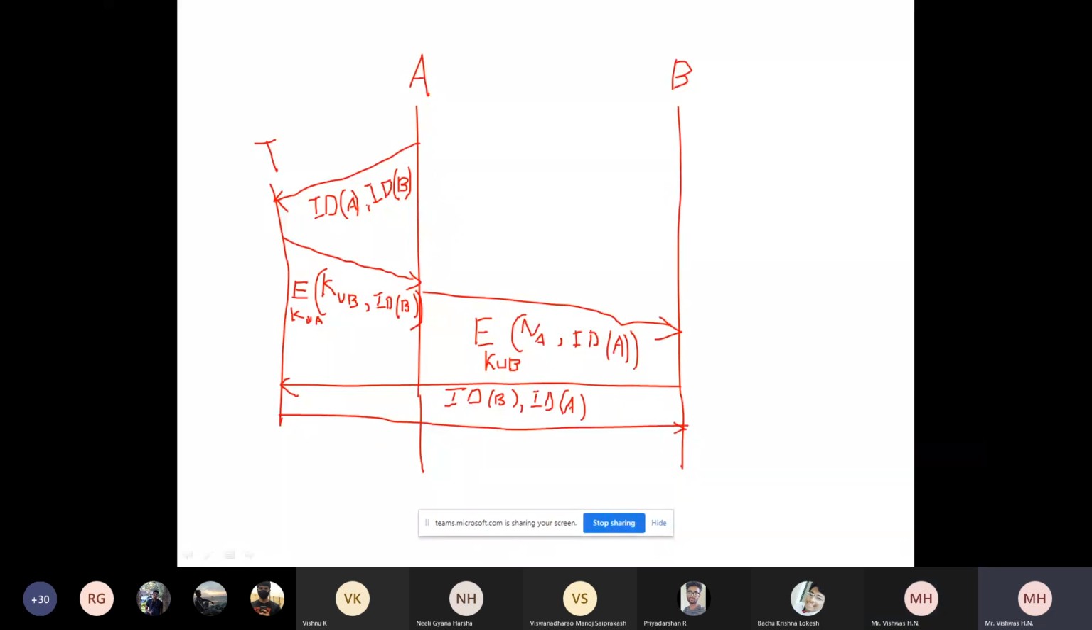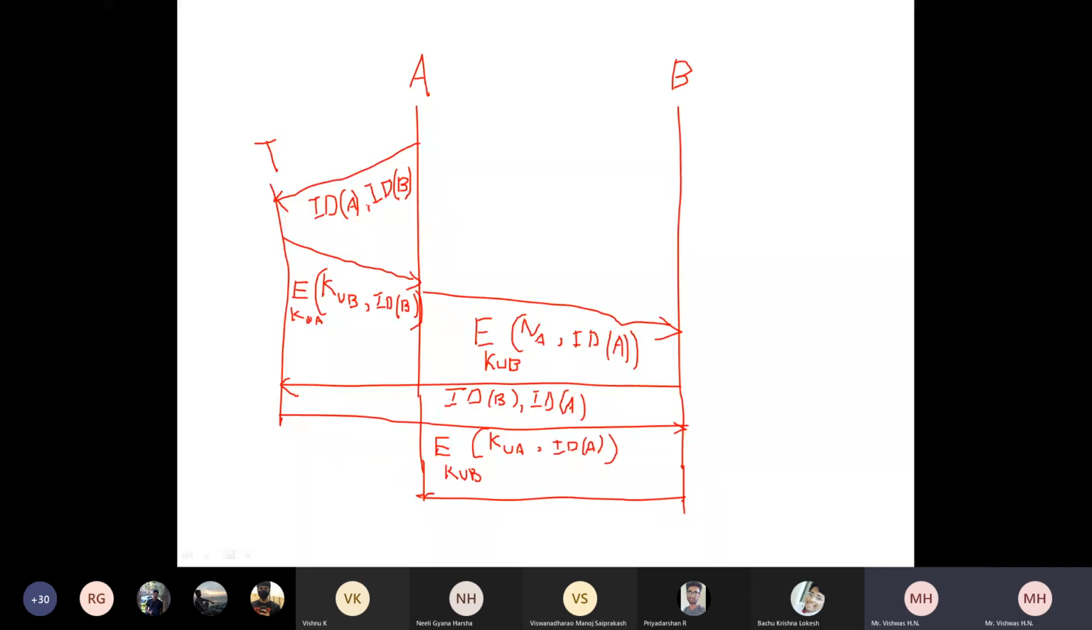That is KUA, that is the public key of A, then ID of A, which is encrypted using what? Is encrypted using what key, students? Public key of B. Is that clear? Here it used the public key of A, here it will be the public key of B. Is that clear? Now, upon receiving it, B will send A something.